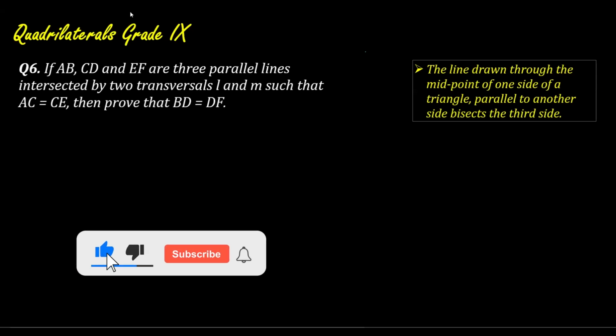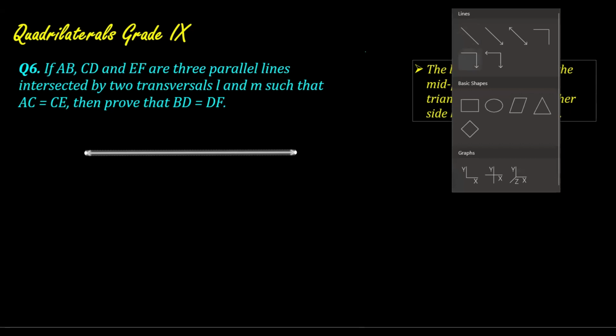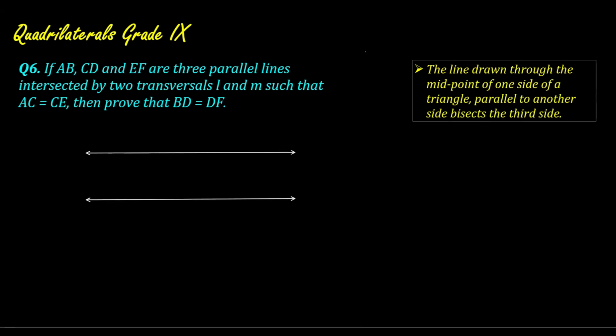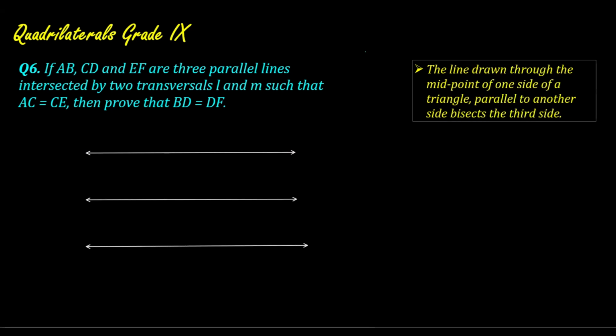Now we are on the sixth question out of seven. It says AB, CD, and EF are three parallel lines intersected by two transversals such that AC is equal to CE. We need to prove BD is equal to DF. So let's first draw three parallel lines, say this is one, this second one, and this being the third. And these parallel lines are intersected by a transversal. Let's say I make this as one transversal and this to be the other transversal, right?